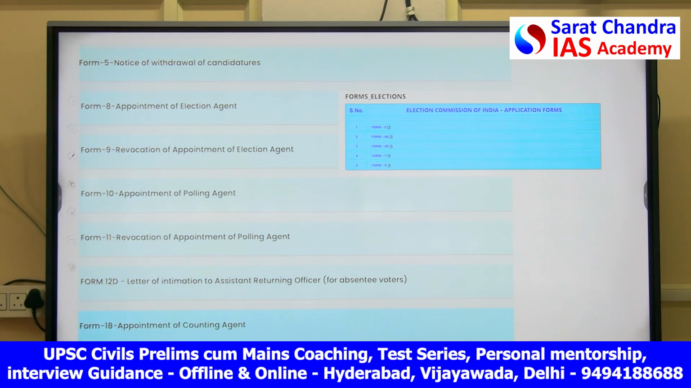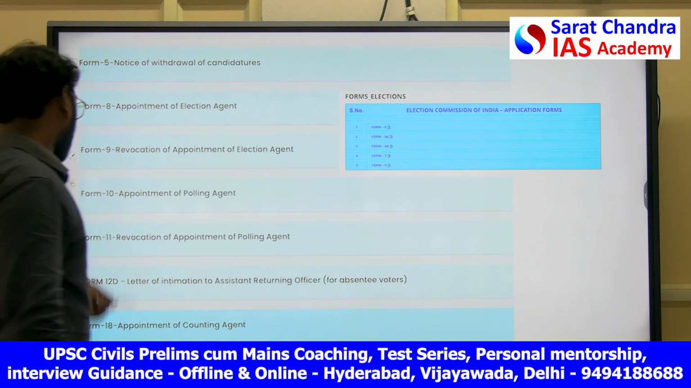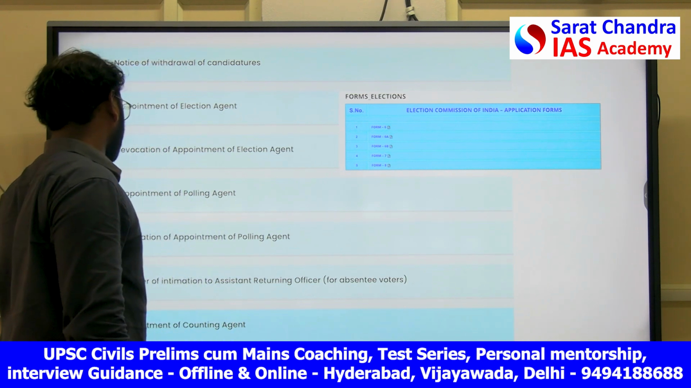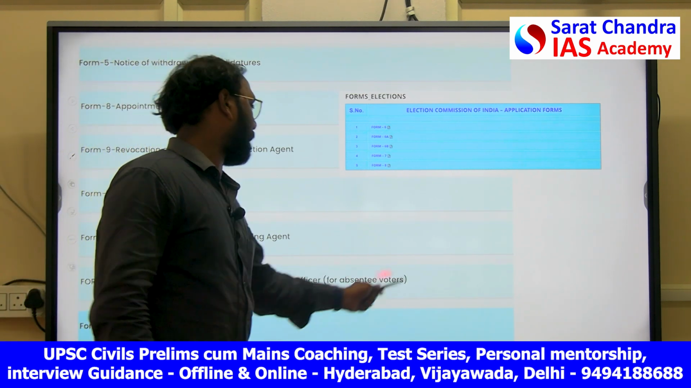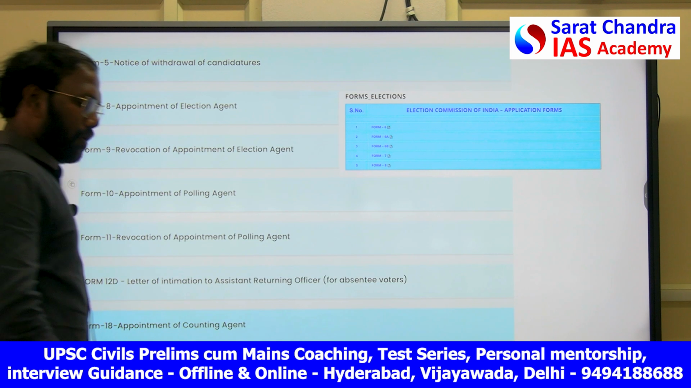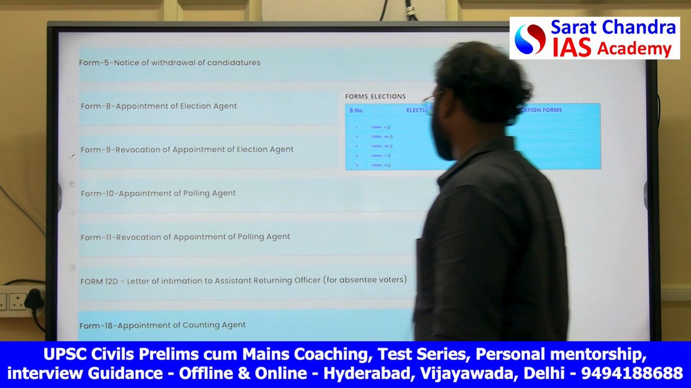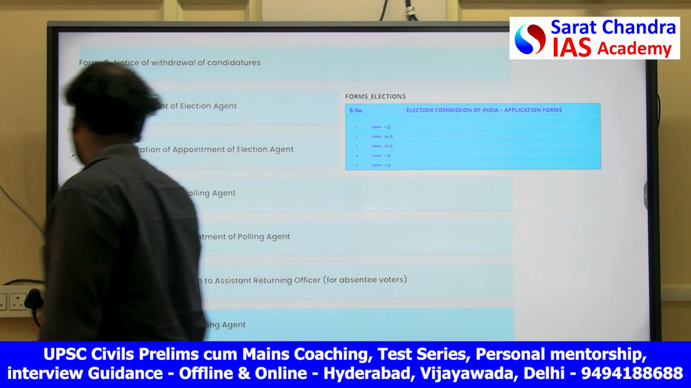Polling agents are the people who will help the Election Commission in conducting elections in a smooth manner. To ensure that voting happens fairly in the booth, it is the duty of polling agents. Then Form 12D, a very important one. Let us say you come under absentee voters. What do we mean by that? The persons who are in essential services, like fire services or maybe some security services, can use the ballot voting process under 12D.